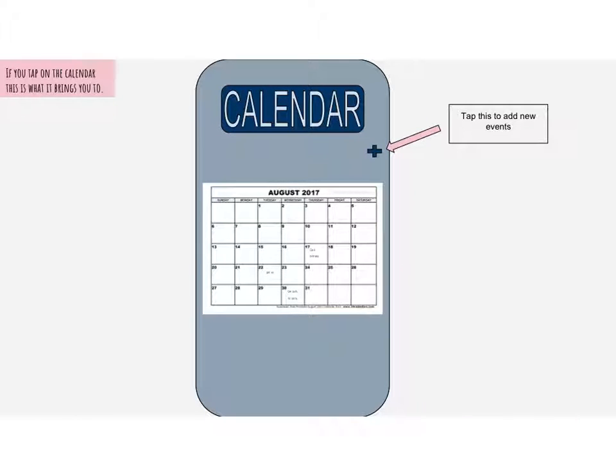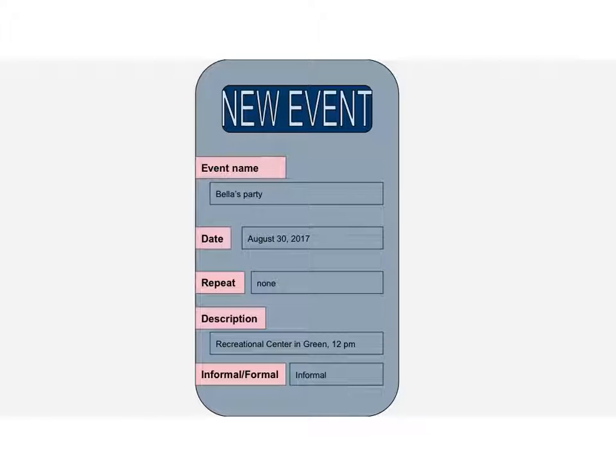You can add a new event to your calendar. So when you click on the calendar button, it brings you to this view and you can add in a new event. Same as before, when you click on events, you just type in the event name, the date, whether it repeats, the description, and informal or formal.